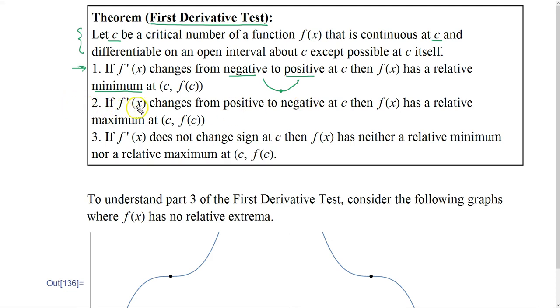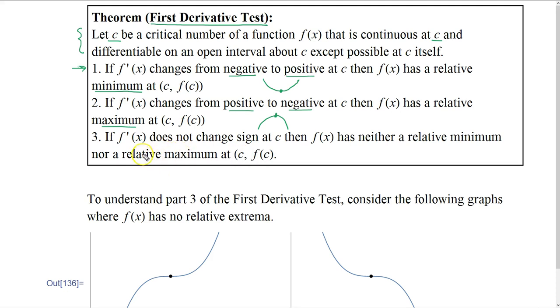Case 2, if the derivative changes from positive to negative at c, then f of x has a relative maximum at c, f of c. So if your derivative is positive and then negative, that means that your function is increasing and then decreasing, so you're going to have a relative maximum at c, f of c. Our final case, if the derivative does not change sign at c, then f of x has neither a relative minimum nor a relative maximum at c, f of c.